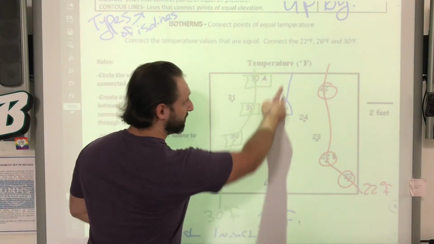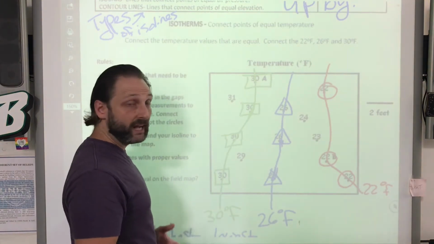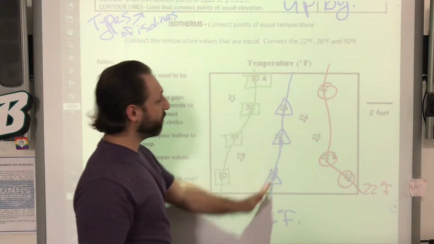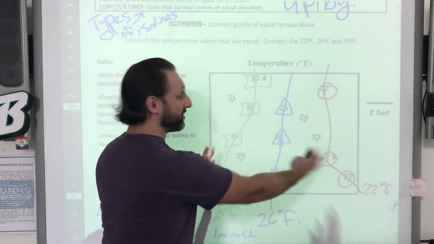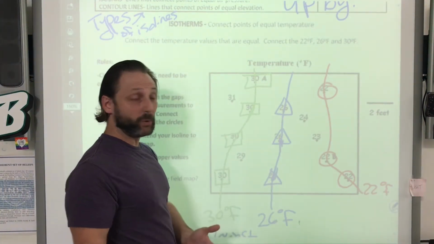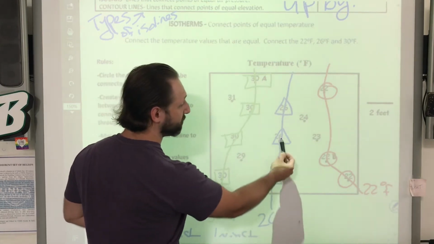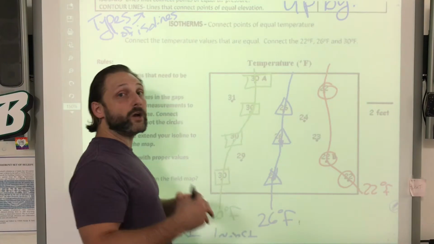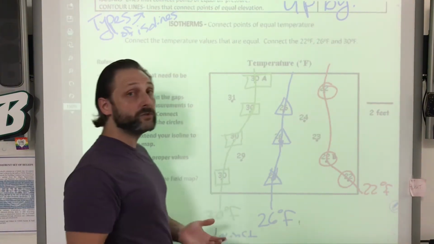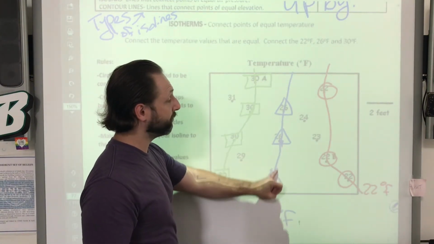Let's take a look at the 26 degree Fahrenheit isotherm line so that we can get a better idea of how I went through here. Yes, it does look rather simple, but it's the concept that's most important. As we're connecting from 26 to 26, this area is not labeled, but we can assume that it is also 26 degrees Fahrenheit between here.